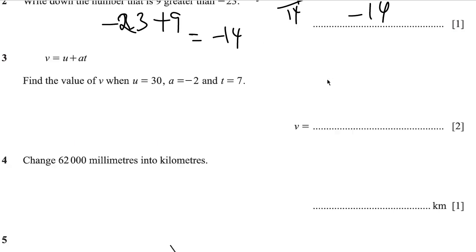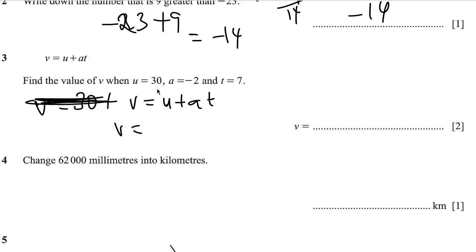Question 3 says, V equals U plus AC. Find the value of V when U equals 30, A equals negative 2, and C equals 7. This is a simple substitution. V equals U plus AC, and U is 30, and then plus A, which is negative 2, times 7. We multiply A and C together before adding to U.